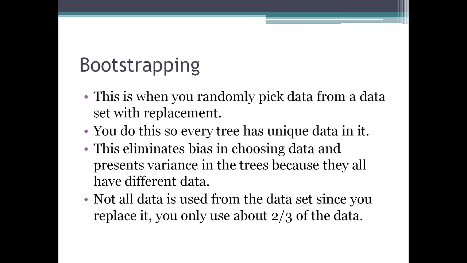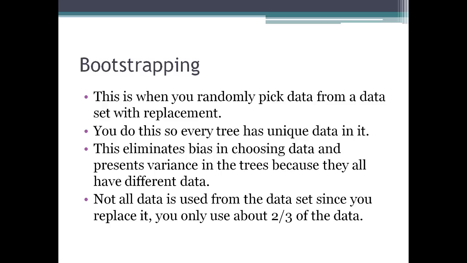So bootstrapping, as I said before, is when you randomly pick data from a data set with replacements. So you do this in order to have unique data on every tree. Also, what this does is eliminate bias in choosing data, and it presents variance in the trees because they will all have different data.